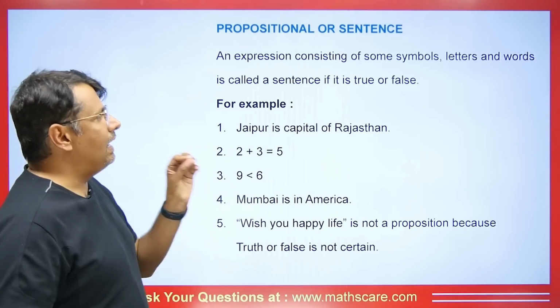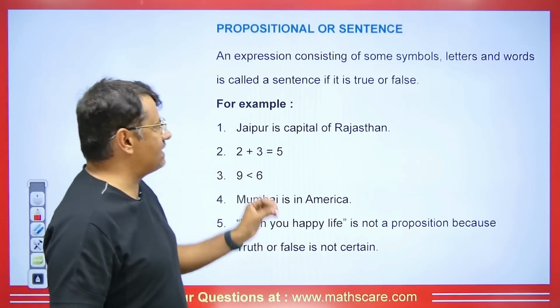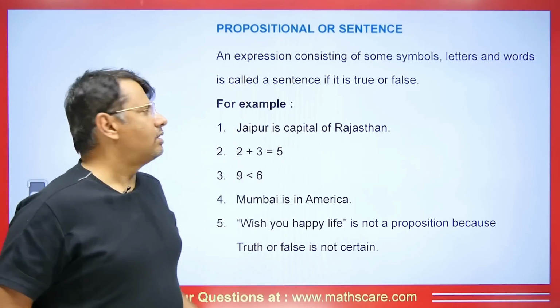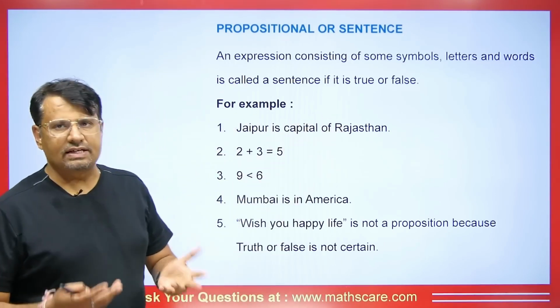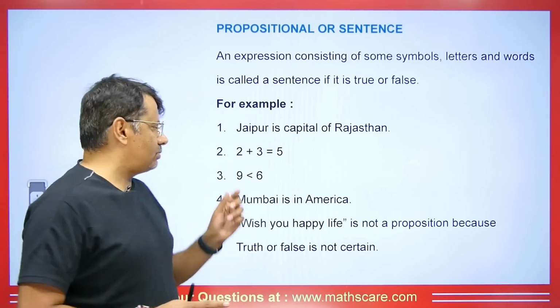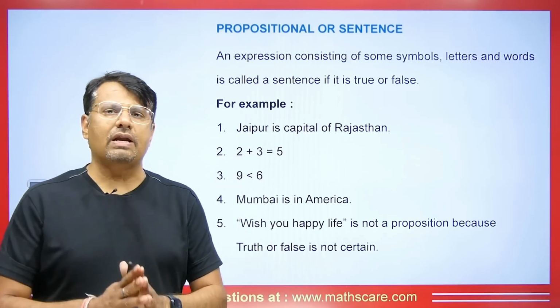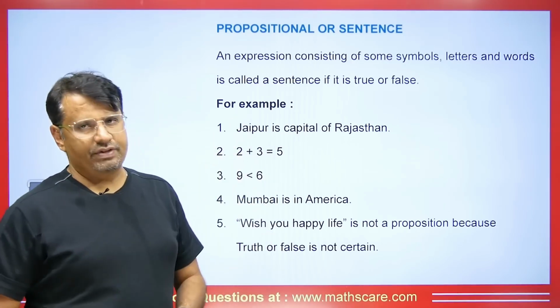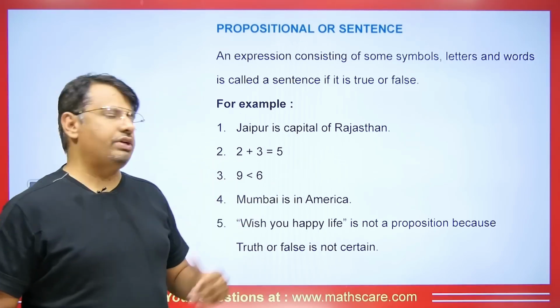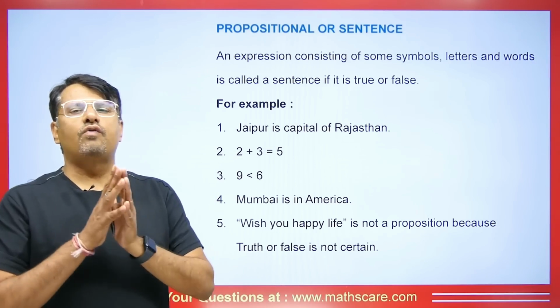An expression consisting of some symbols, letters and words is called a sentence if it is true or false. For example, Jaipur is the capital of Rajasthan. Yes, it is a true statement. 2 plus 3 equals 5, it is a true statement. And 9 is less than 6, students, this is a false statement, but this is also a statement. Mumbai is in America. Students, this is a statement, but it is a false statement.